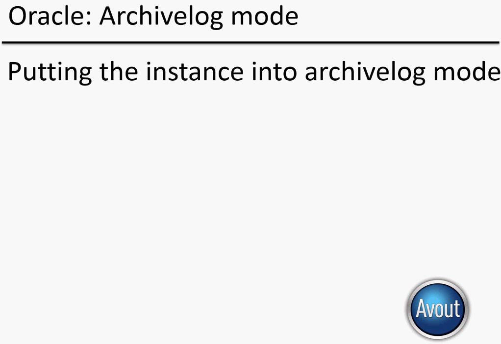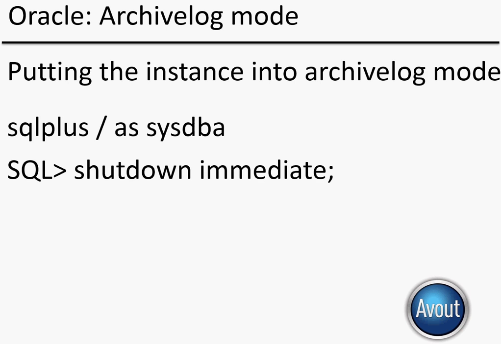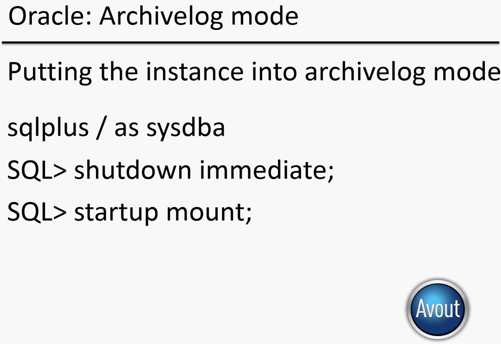So to put the database instance into archive log mode, I'm assuming you've already set your init.ora parameters for where you want the log files to be written out to. We log in as our sysdba. We have to shut down the database in immediate mode. We don't want to do a shutdown abort. Shutdown abort shuts down the database in an inconsistent state, so we definitely want to do a shutdown immediate. We want to start up the database, but we want to put it into mount mode.